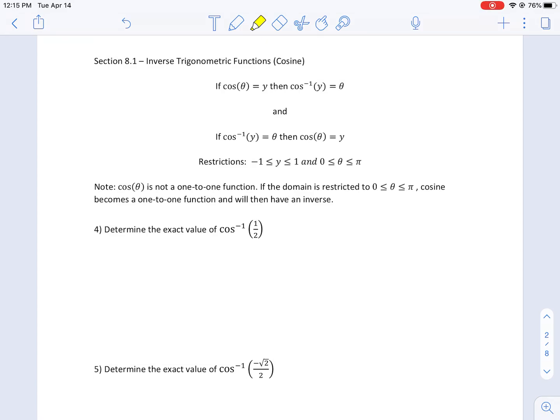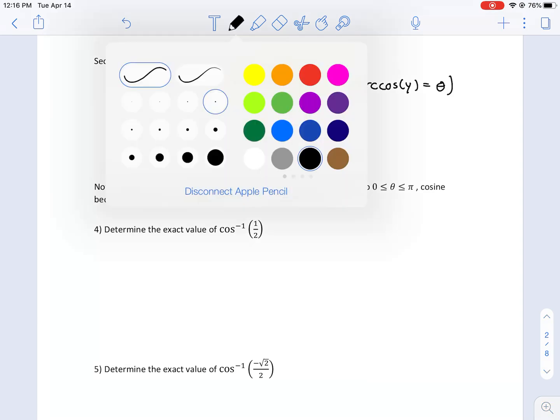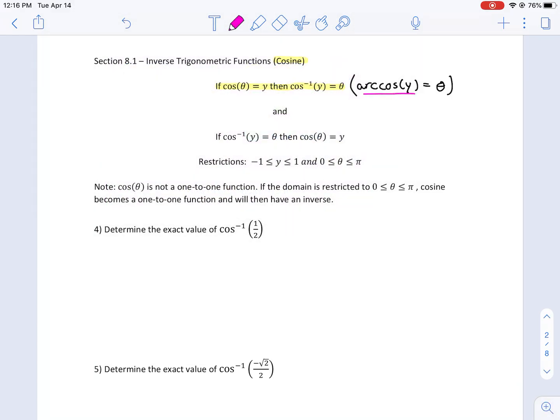Hello class, in this video I'll be doing examples 4, 5, and 6 from section 8.1, inverse trigonometric functions, and we will be focusing on cosine. The first statement reads, if cosine theta is equal to y, then inverse cosine of y is equal to theta. And there is another way you can write inverse cosine of y. You can write it as arc cosine of y is equal to theta. So if you see arc cosine of y or inverse cosine of y, they mean exactly the same thing.